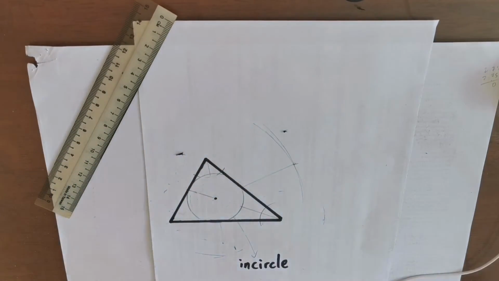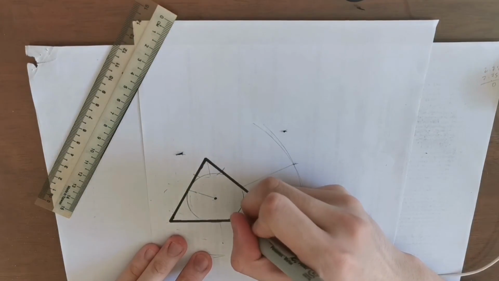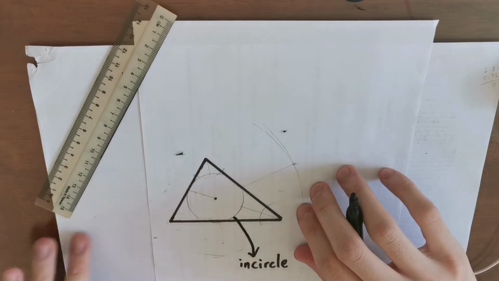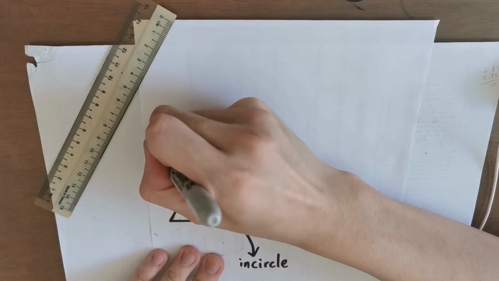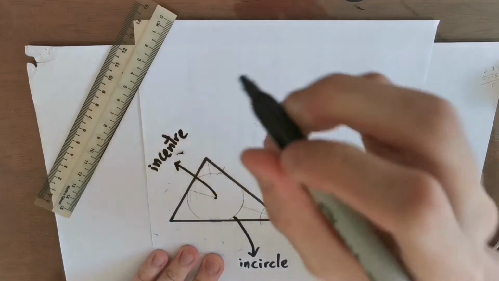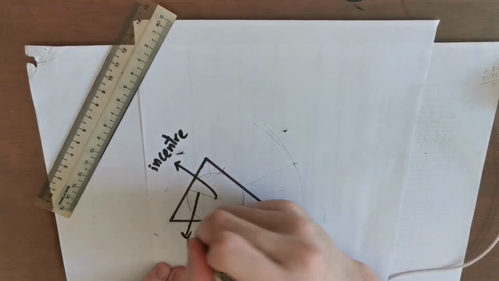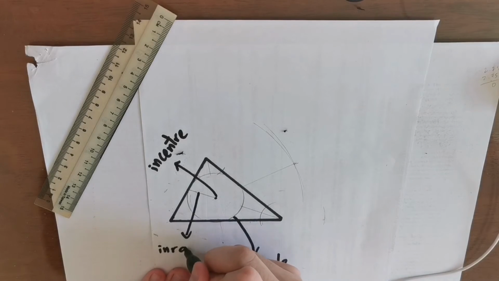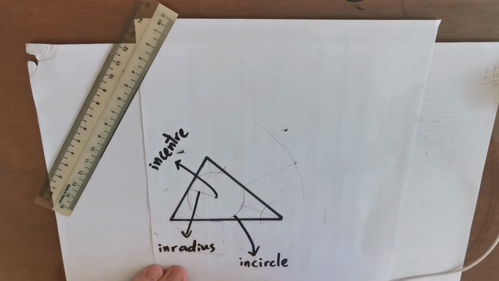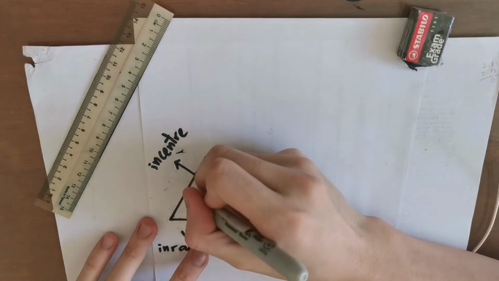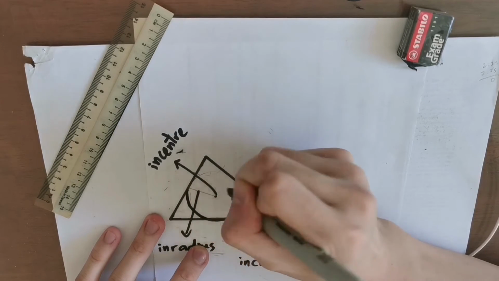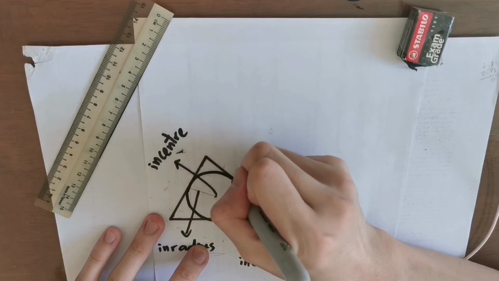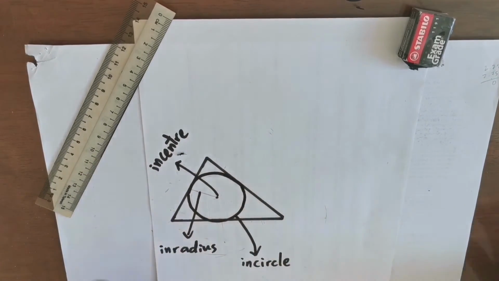So this is an incircle. The center would be an incenter, and this radius would be an inradius. Before that, let me trace out the circle. So we are not done yet.